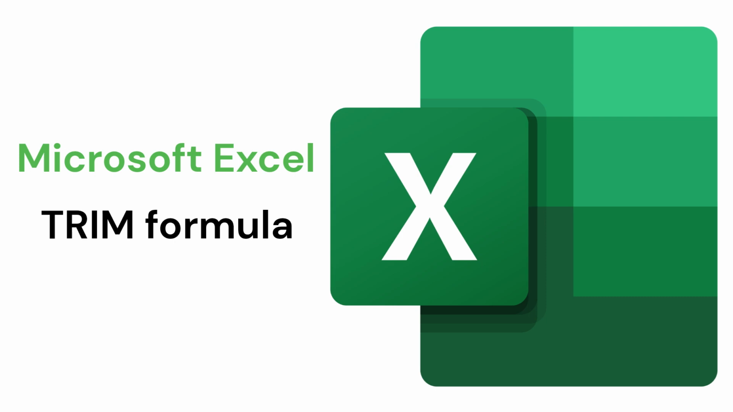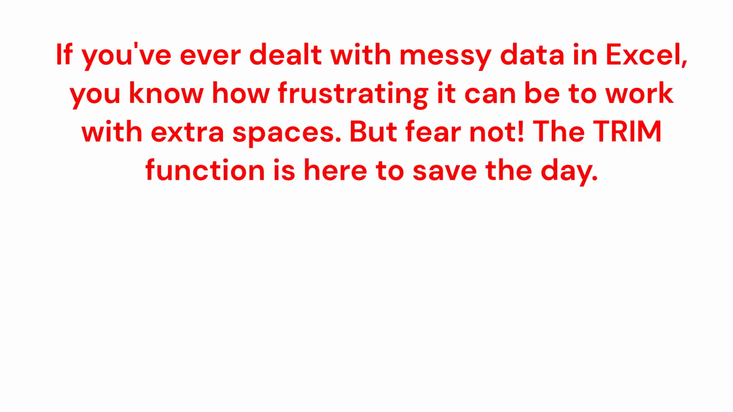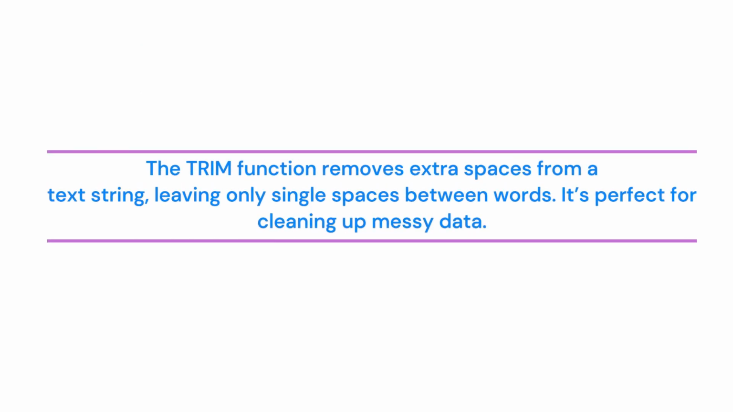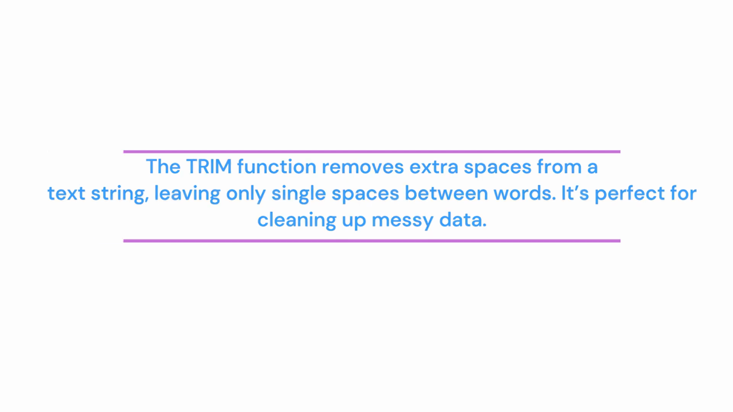Today, we're diving into one of the most useful text functions in Excel, the TRIM function. If you've ever dealt with messy data in Excel, you know how frustrating it can be to work with extra spaces. But fear not. The TRIM function is here to save the day. Before we jump into examples, let's quickly understand what the TRIM function does. The TRIM function removes extra spaces from a text string, leaving only single spaces between words. It's perfect for cleaning up messy data.